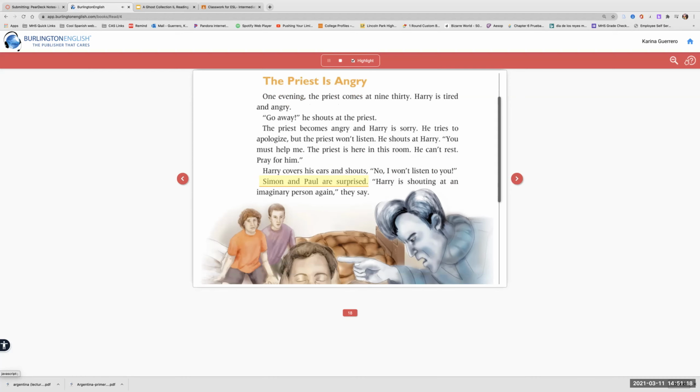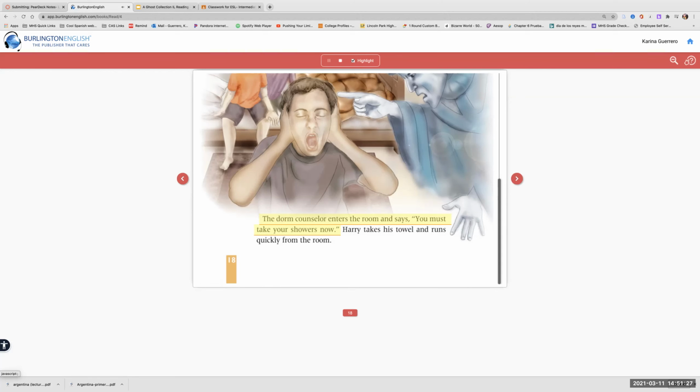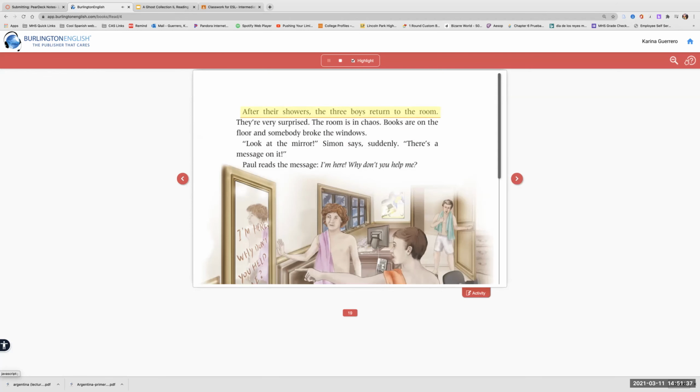Simon and Paul are surprised. Harry is shouting at an imaginary person again, they say. The dorm counselor enters the room and says, You must take your showers now. Harry takes his towel and runs quickly from the room. After their showers, the three boys return to the room. They're very surprised. The room is in chaos. Books are on the floor, and somebody broke the windows.